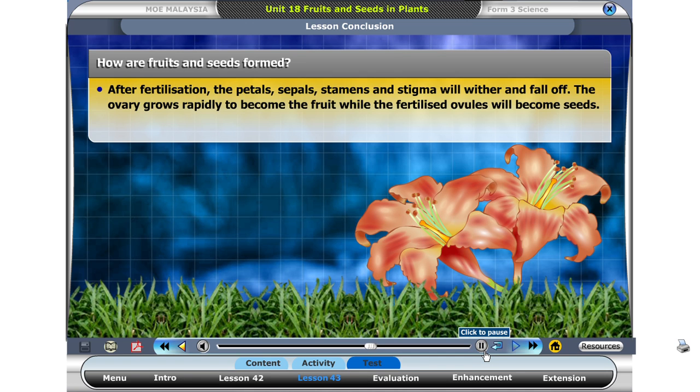After fertilization, the petals, sepals, stamens, and stigma will wither and fall off. The ovary grows rapidly to become the fruit, while the fertilized ovules will become seeds.